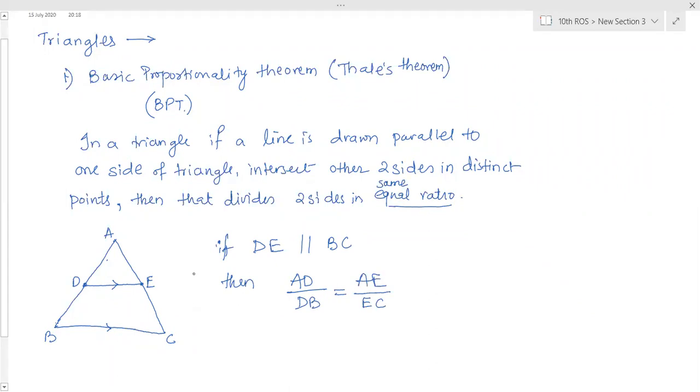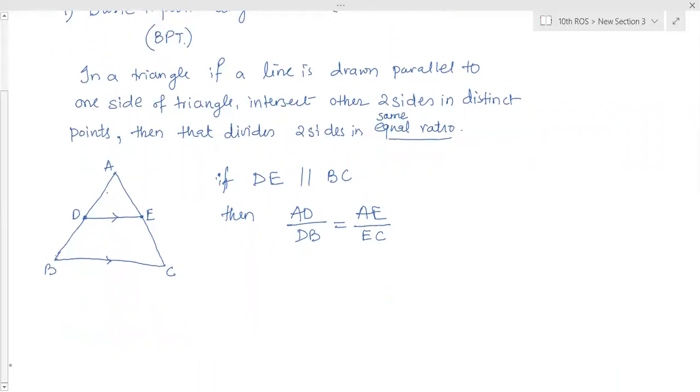Yes, ma'am. Now you have to prove also, yes? It's like the midpoint theorem, ma'am. If D and E are midpoints, then AD by DB ratio and AE by EC ratio are equal, like last year's midpoint theorem. Yes, it is like the midpoint theorem. But the midpoint theorem is proved from this theorem.